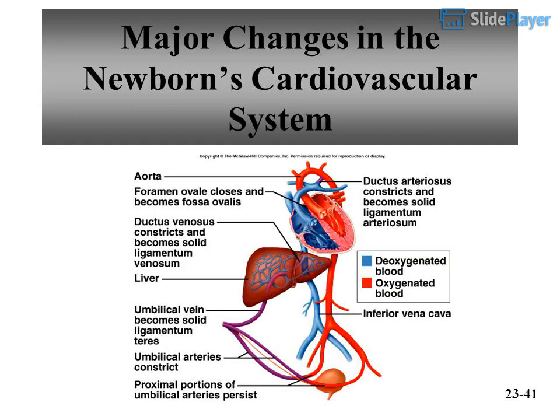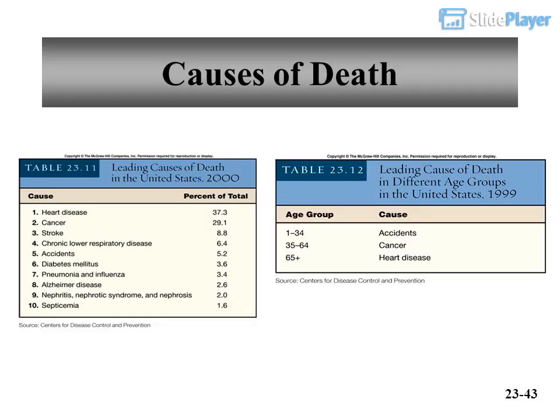Major changes in the newborn's cardiovascular system. 23-41. Causes of death. 23-43.